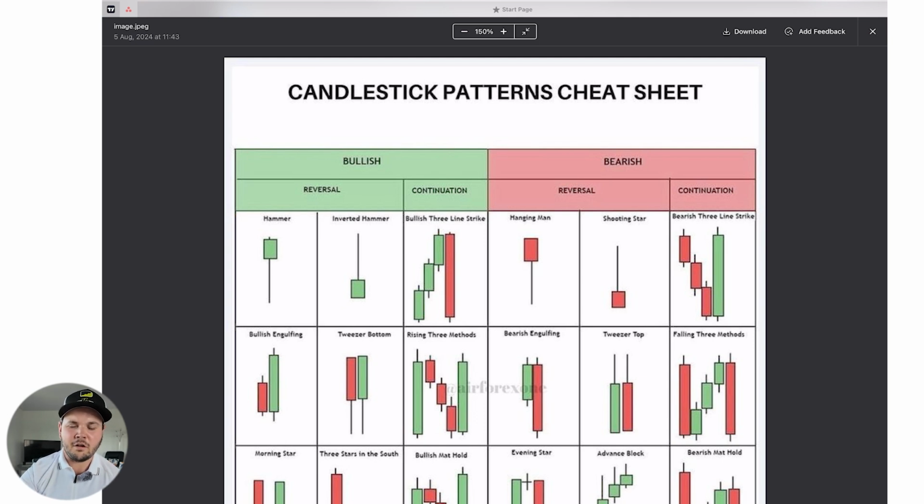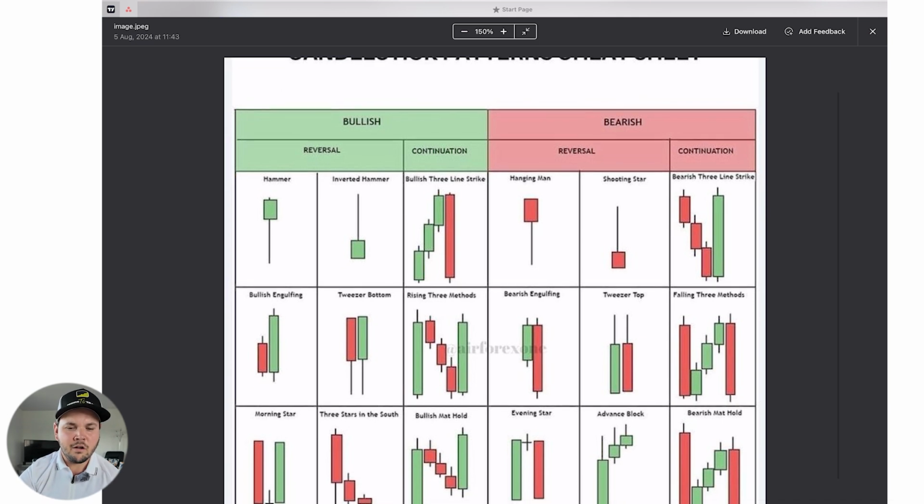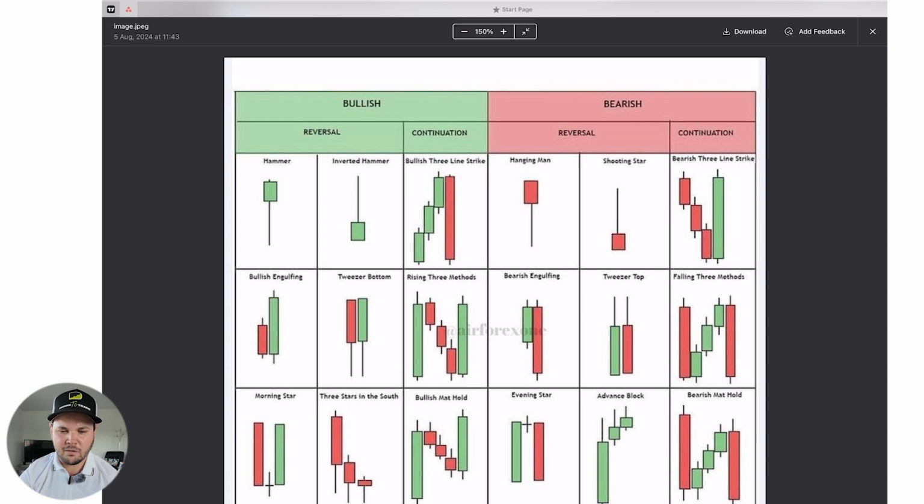Some of these patterns here, I'm not going to like them. Some I will like more. So you can pick the ones you like and go with them. Here it shows us in detail what the patterns are. At the top we have bullish and bearish. These are signs of bullish and bearish price action. Now reversals are the ones you want to use for when price reverses, and continuation for when price goes in your favor.